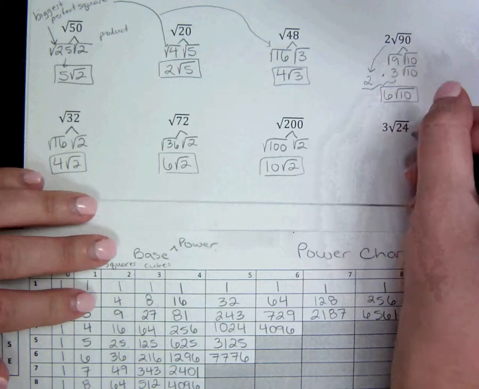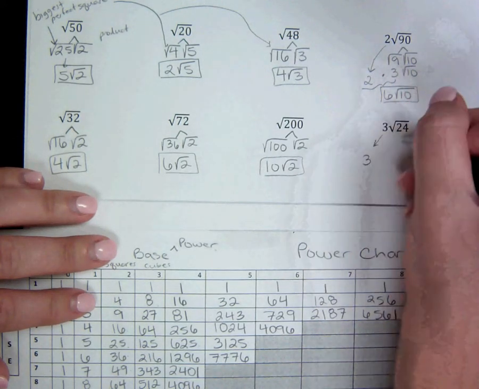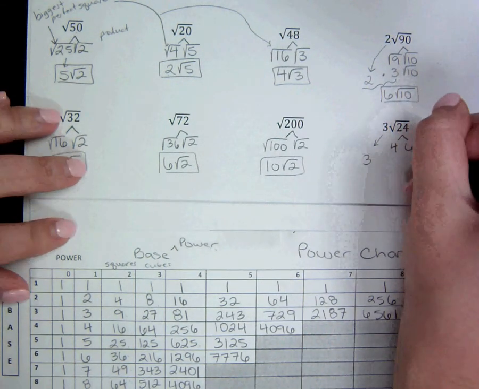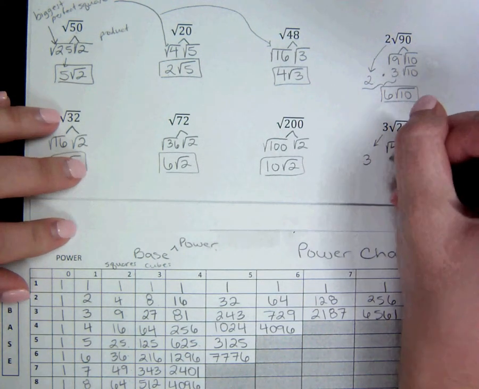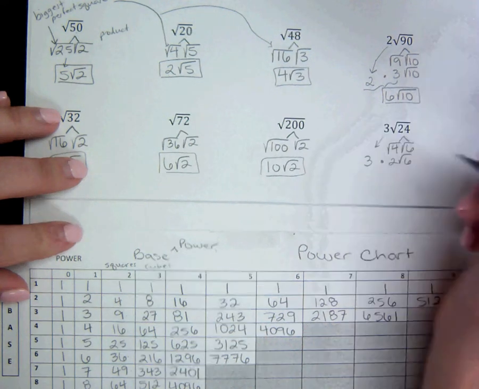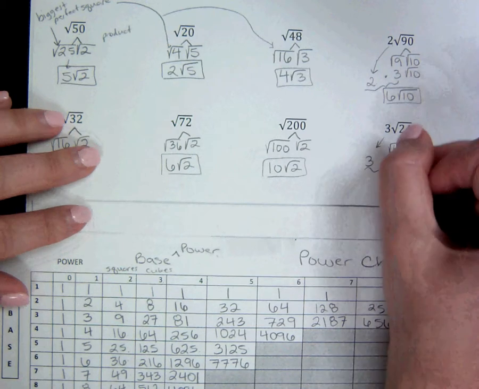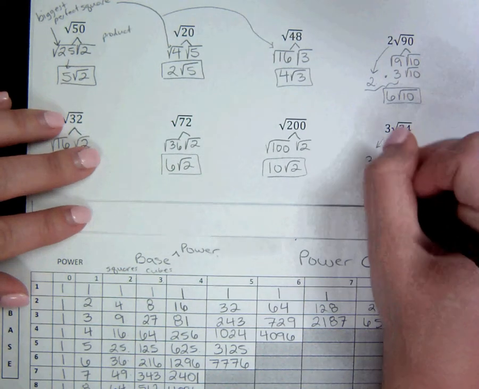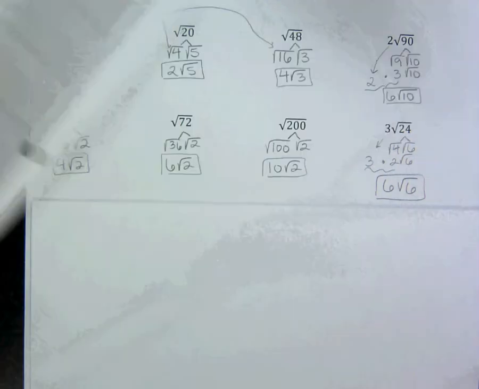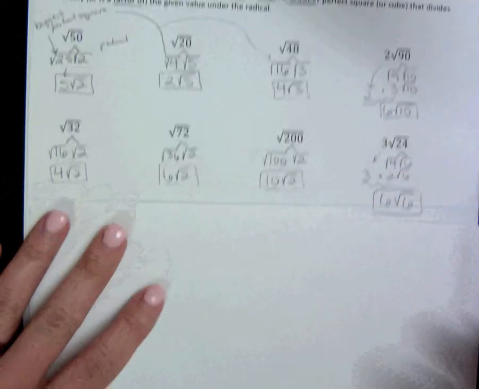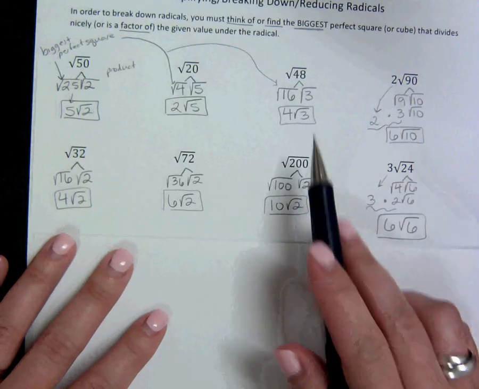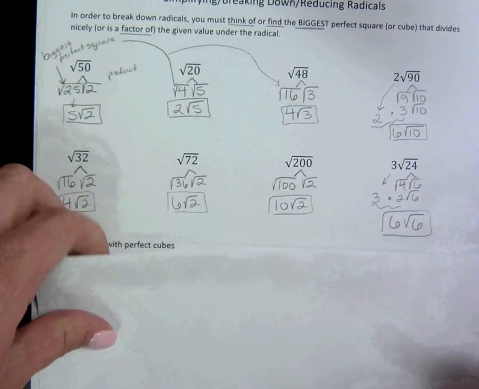And 3 radical 24, I'm going to hold off on that 3. 24, I believe the biggest would be 4 and 6. Square root of 4 is 2. Radical 6. The 3 and the 2 will multiply together, and you should get 6 radical 6 when you're done. So there's a whole page of these to practice online and your homework as well. You want to be very, very good at breaking down these radicals.